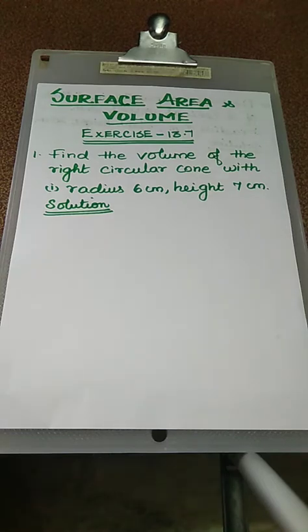Now exercise 13.7 first problem. Find the volume of the right circular cone with radius 6 cm, height 7 cm. Here radius and height are given. We are going to calculate the volume of a circular cone. Okay, first write the given.